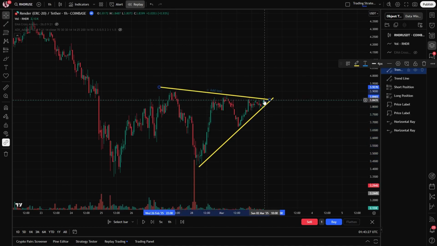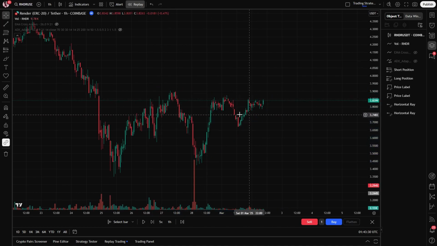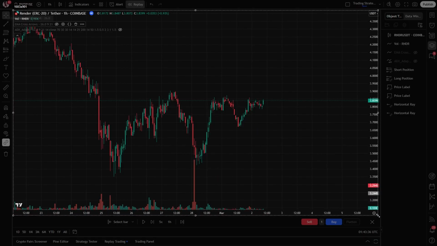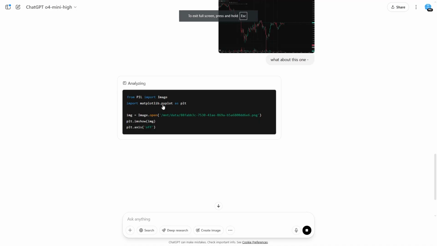But honestly, trying to gauge the direction in which it's going to go is pretty difficult, which is why we're asking ChatGPT. So I will once again take the screenshot and we're going to ask it about this setup now. So now it seems to be thinking. Let's see what it does.